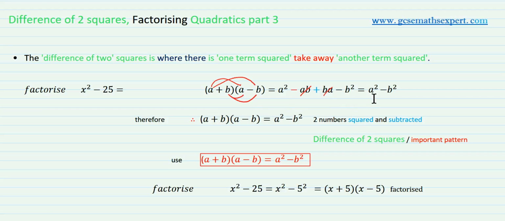So we have two numbers squared, a squared minus b squared, subtracted. So we can say that a plus b times a minus b, therefore, these three triangles mean therefore in mathematics, is actually a squared take away b squared, two numbers squared and subtracted. This is actually called the difference of two squares, and it's an important pattern which crops up in exam questions and you should be familiar with.